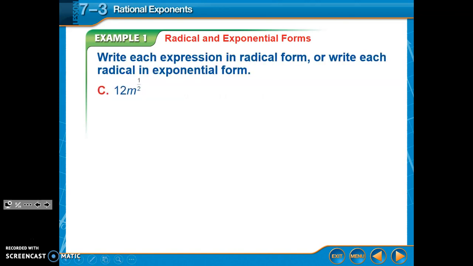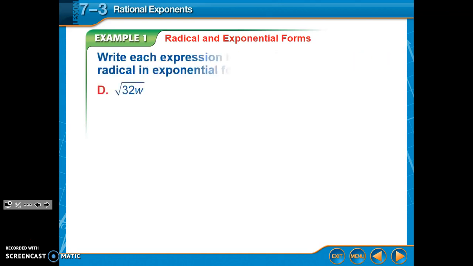Next, if we have 12m to the 1/2, we want to rewrite this in radical form, but we have to be careful about what is being raised to the power 1/2. There are no parentheses around the 12 and the m, so this power of 1/2 is only being applied to the m. So this is the same thing as 12 times m to the 1/2, and the square root gets applied to that m. So it's going to be 12 times the square root of m, or just 12 square root m.